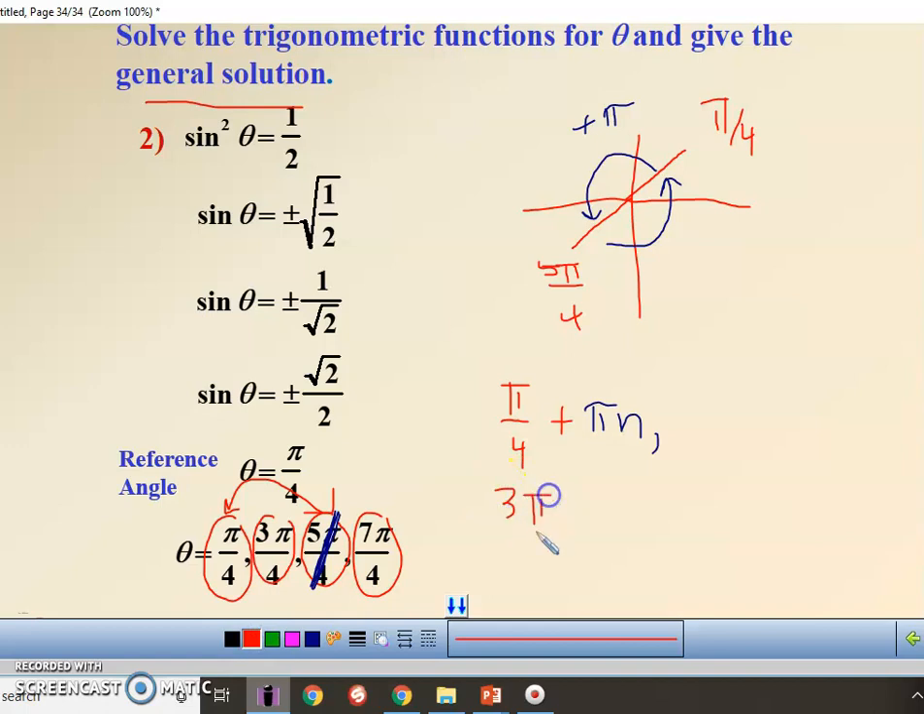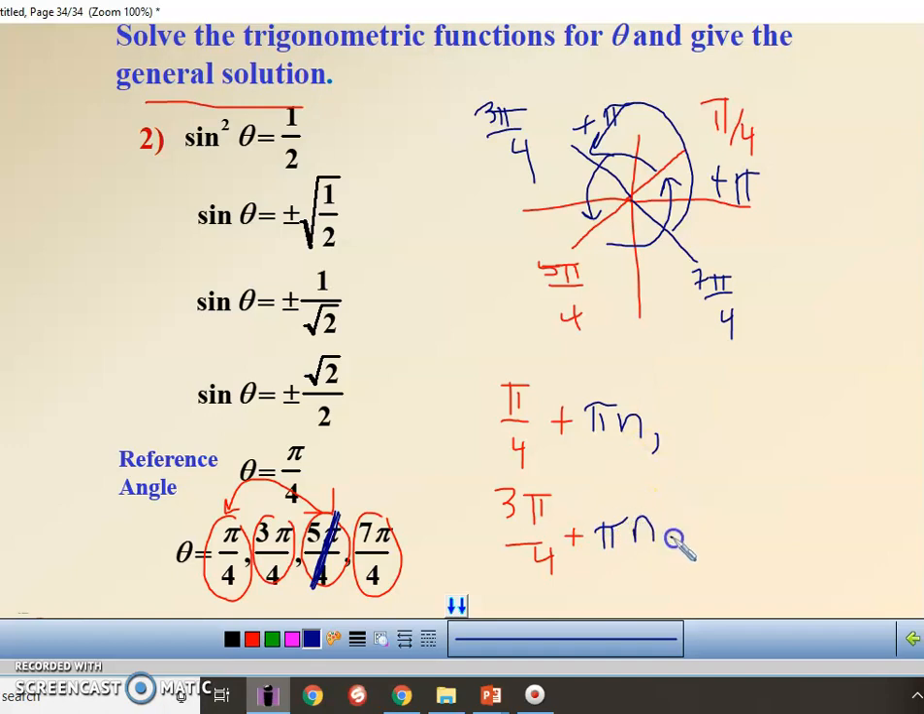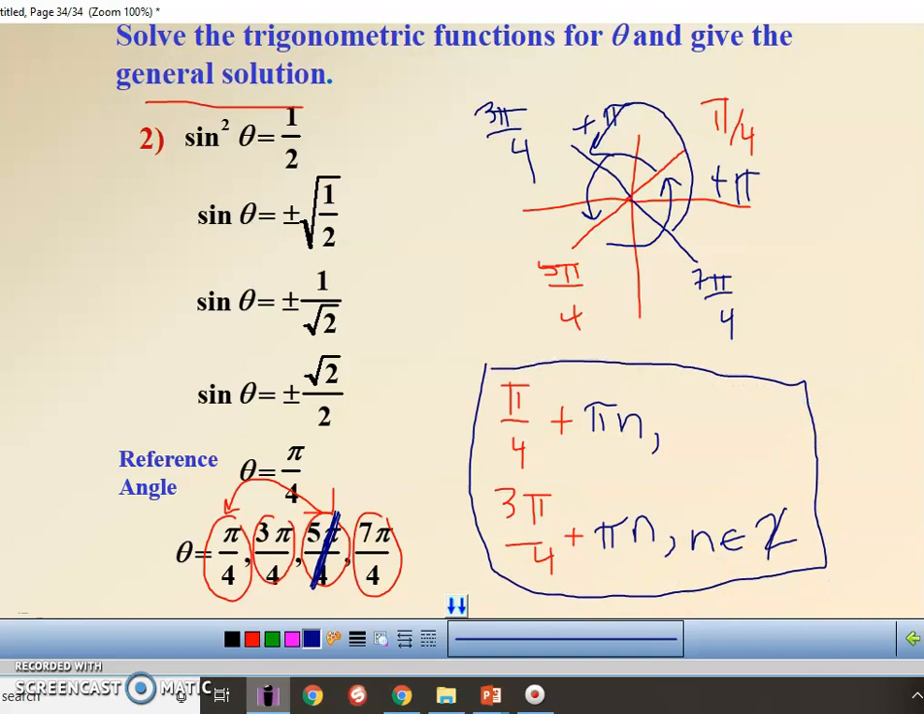I could do the exact same thing with 3 pi over 4 and just simply add pi n to that as well, because that is also diagonal from 7 pi over 4. So to get from 3 pi over 4 to 7 pi over 4, I just simply need to add pi units. And then to get from 7 pi over 4 to the next answer, which would land on 3 pi over 4 again, I would just need to add another pi units. So the idea holds here as well. And so you just simply need to write n as an element of the integers one time, and then there is your general solution. This is what you would submit as your general solution.